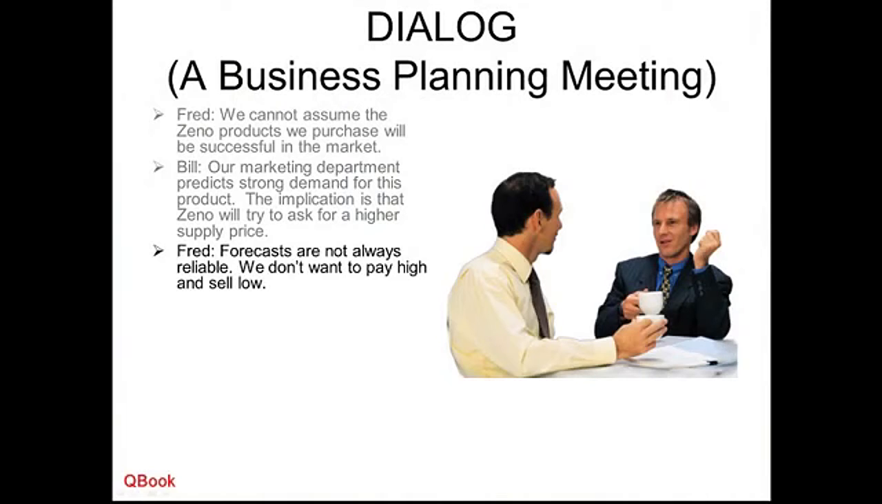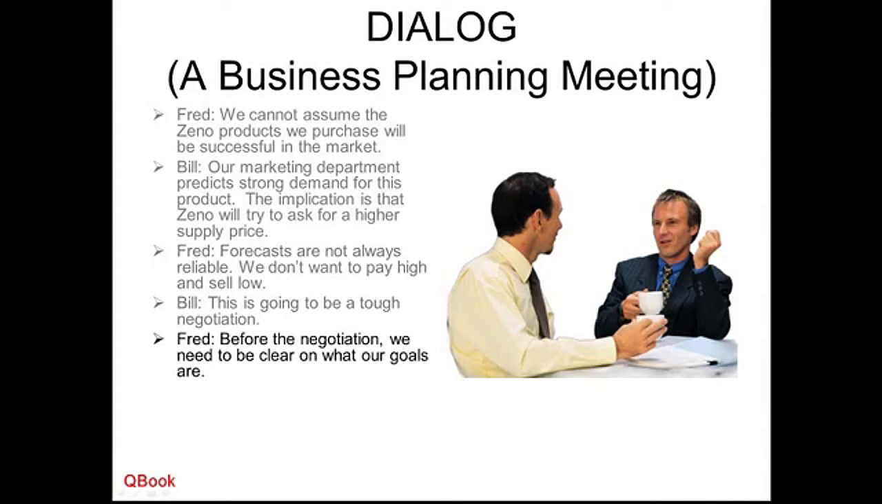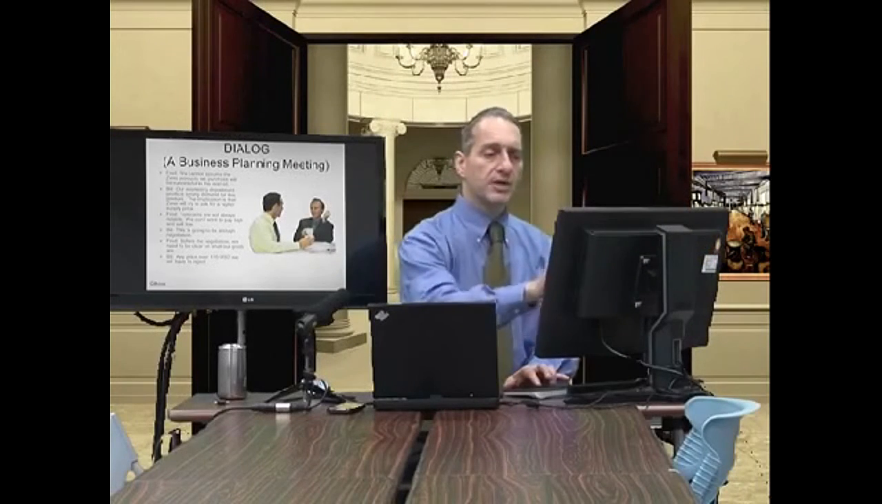Fred says forecasts are not always reliable. We don't want to pay too high and sell low. Bill says this is going to be a tough negotiation. And Fred says before the negotiation, we need to be clear on what our goals are. And Bill says any price over 120 USD, we will have to reject. So here we come into a very clear goal, and I think that's the goal of this class, to learn about those goals. 120 USD is our goal.